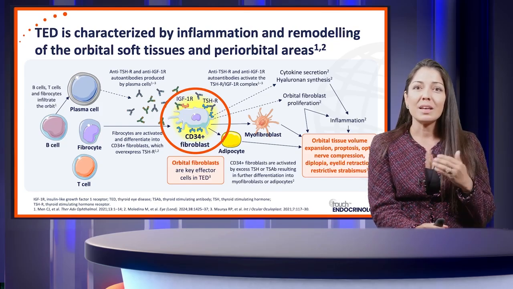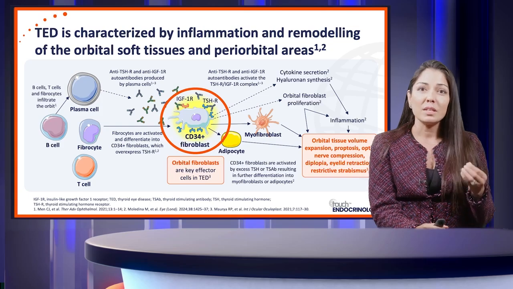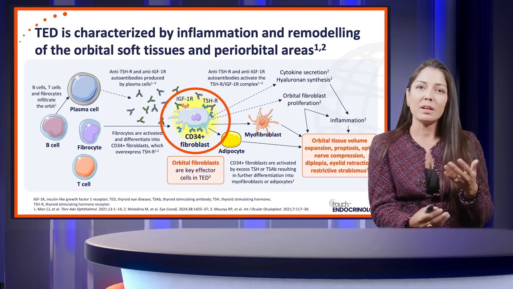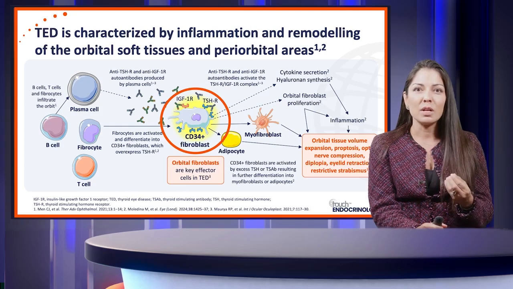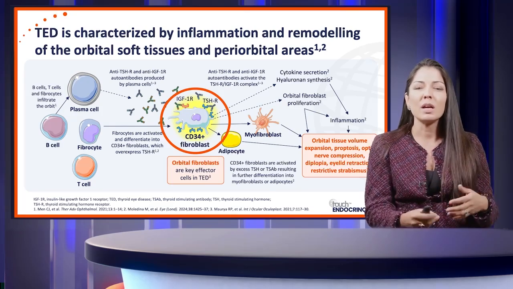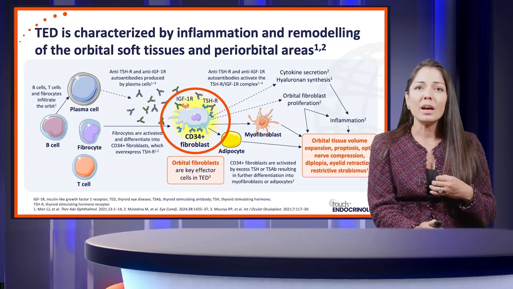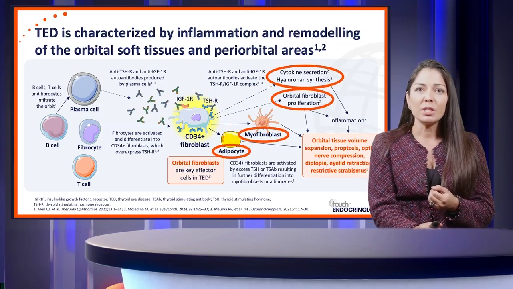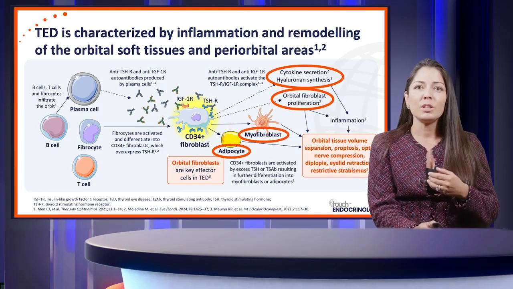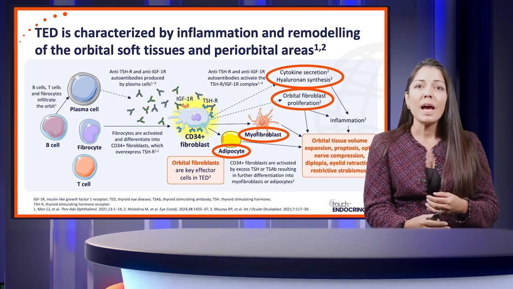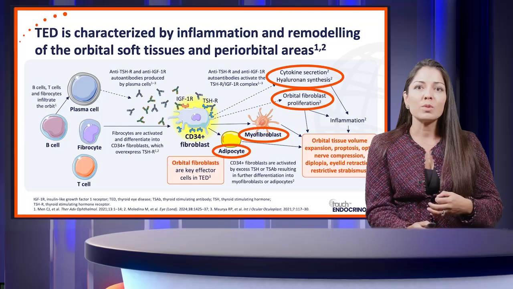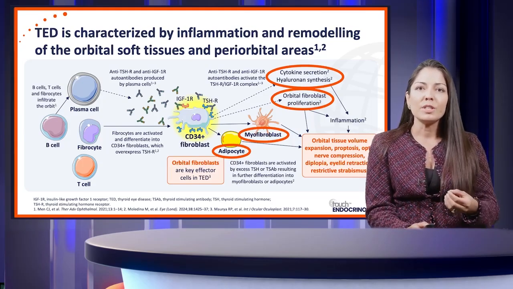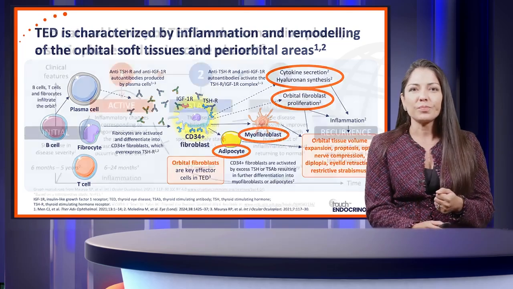The orbital fibroblast has antigens on its cell membrane, the TSH receptor and the IGF-1 receptor, that co-localize together. When our body recognizes these antigens as foreign, it can start this inflammatory response where we can have adipocyte proliferation, myofibroblast proliferation, orbital fibroblast proliferation, and the secretion of cytokines and hyaluronan and other inflammatory products that can result in orbital soft tissue expansion, bulging of the eyes, double vision, and even loss of vision.